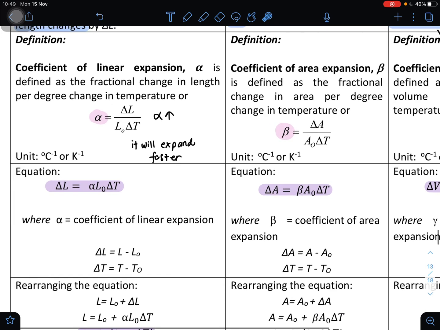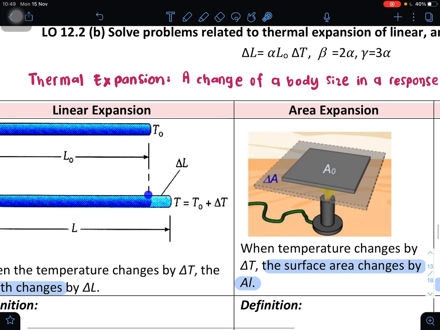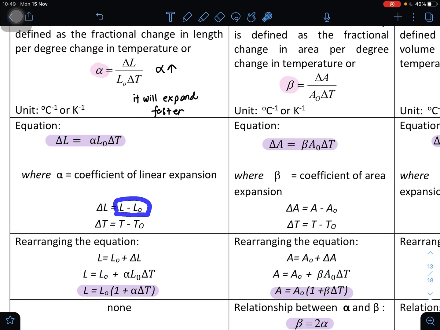Okay, so the delta L here is the value of the length by which it expands. Meaning from here to here is delta L. So delta L is equal to L minus L0, final length minus initial length. And delta T is also final temperature minus initial temperature. And the final temperature here is the higher temperature. This one is the lower temperature.